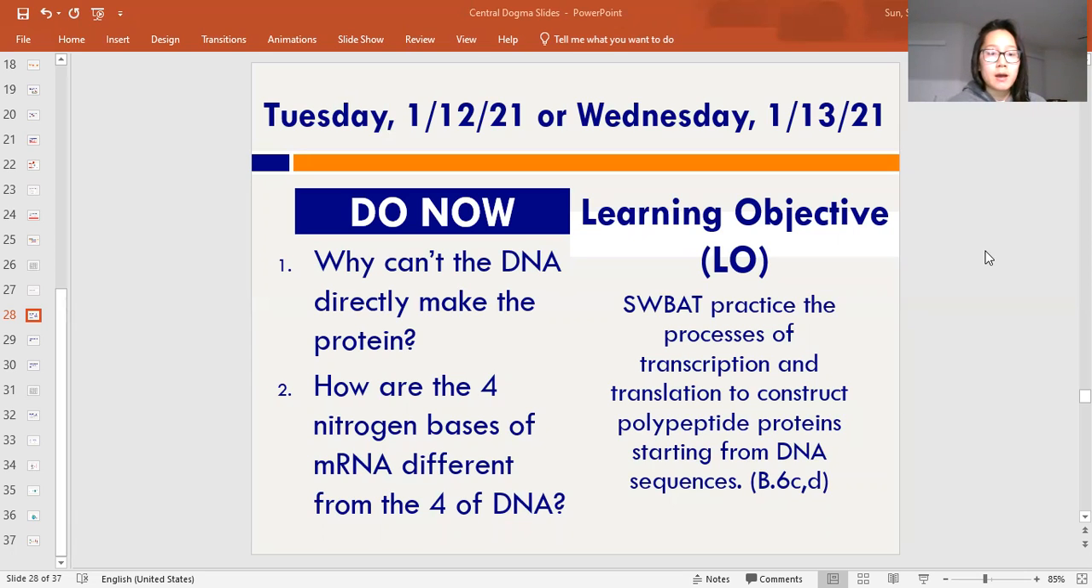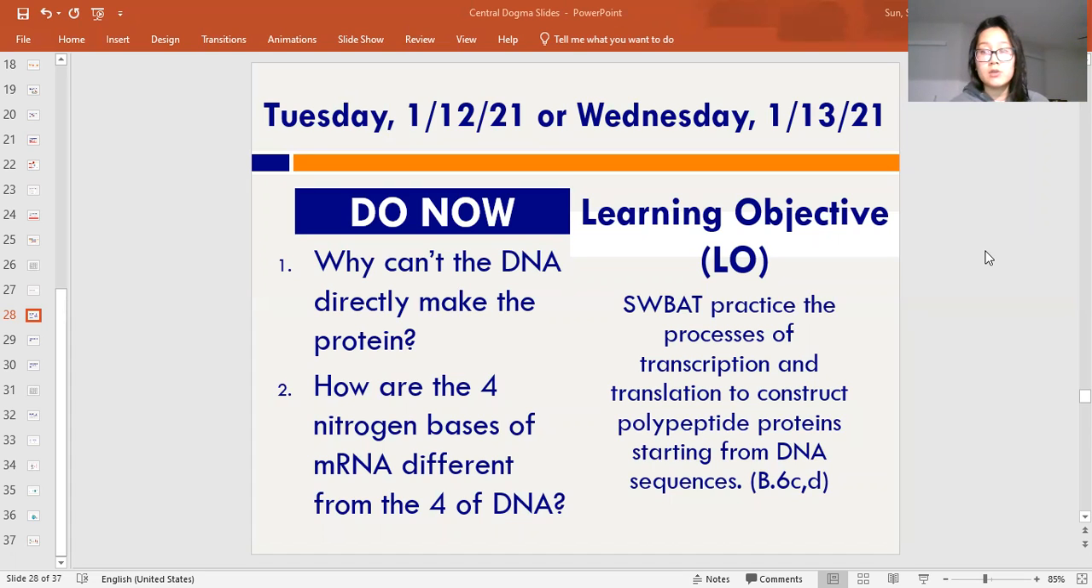And we also want to think about, how are the 4 nitrogen bases of mRNA different from the 4 of DNA? Well, there's only one actual difference. Adenine A, cytosine C, and guanine G are the same for mRNA and for DNA. The only difference is that DNA has thymine, which is represented by a T, whereas mRNA or any RNA has uracil, which is represented by a U. They substitute for each other in the same exact place.